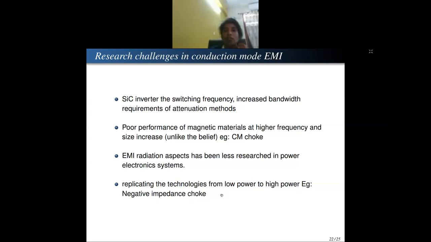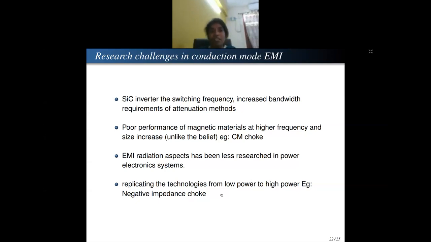Yeah, okay. So this is just for those who are working in the field of research. Previously, silicon-based technology was more used in converters or inverters. Now the trend is moving from silicon to silicon carbide. The benefit is that these are called wide bandgap materials. So this increases the switching frequency further.